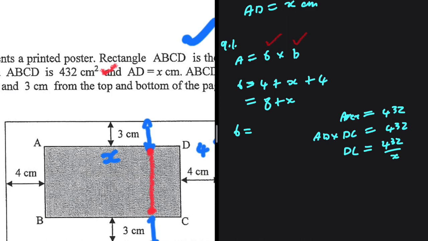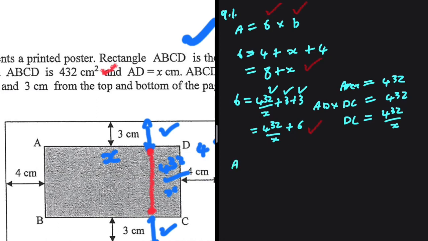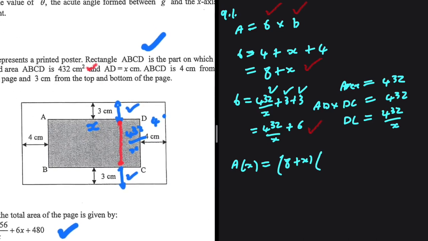Right. So here we have 432 divided by x. So the length of the poster is 432 divided by x plus 3 plus 3. These 3 right here from D to the poster, and these 3 from C to the poster, plus 432 divided by x, which is the length of DC. So the breadth will be equal to 432 over x plus 6. This is the length and this is the breadth. So we can say that the area of our poster in terms of x will be equal to the length, which is 8 plus x multiplied by the breadth, which is 432 divided by x plus 6.